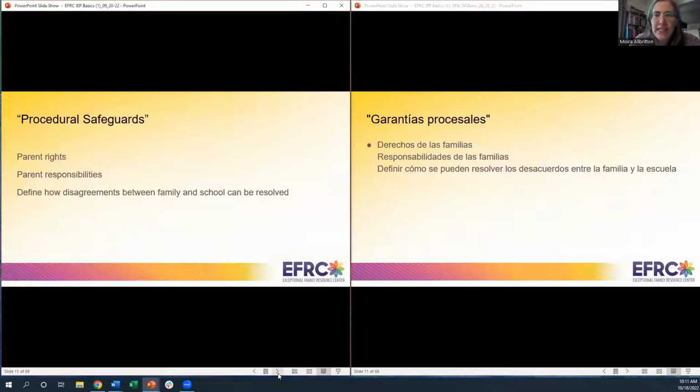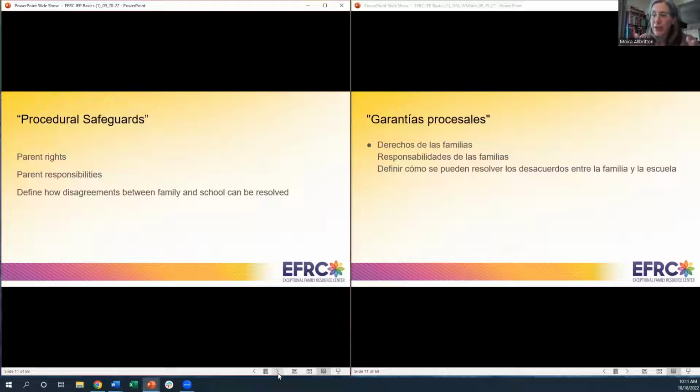You'll often hear these referred to as parent rights. I like to remind people that it's not just the rights that you have, but you also have some responsibilities embedded. This document, the Notice of Procedural Safeguards, should be given to a family every single year, at least one time. There's a variety of other occasions that the family should be in receipt of another copy of the procedural safeguards. And one of the features of this document is that it really defines how a disagreement between the school and the family can be resolved.